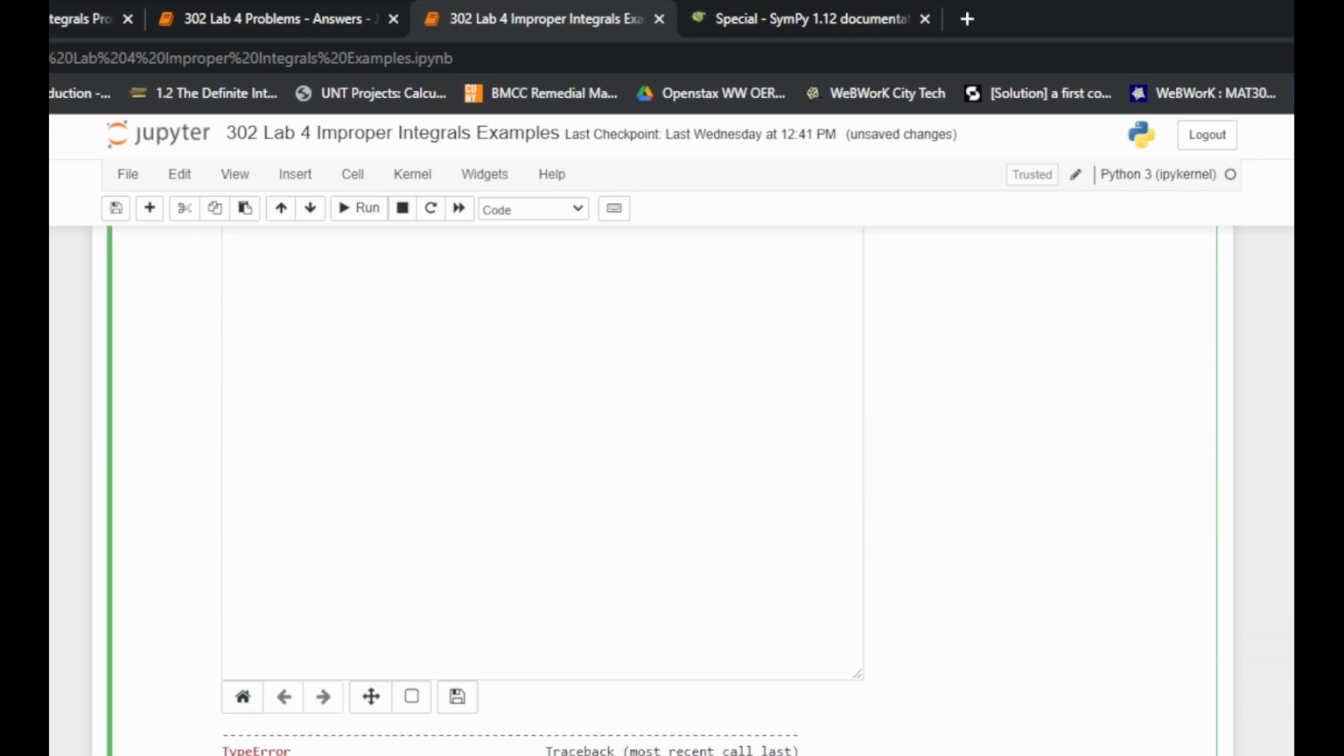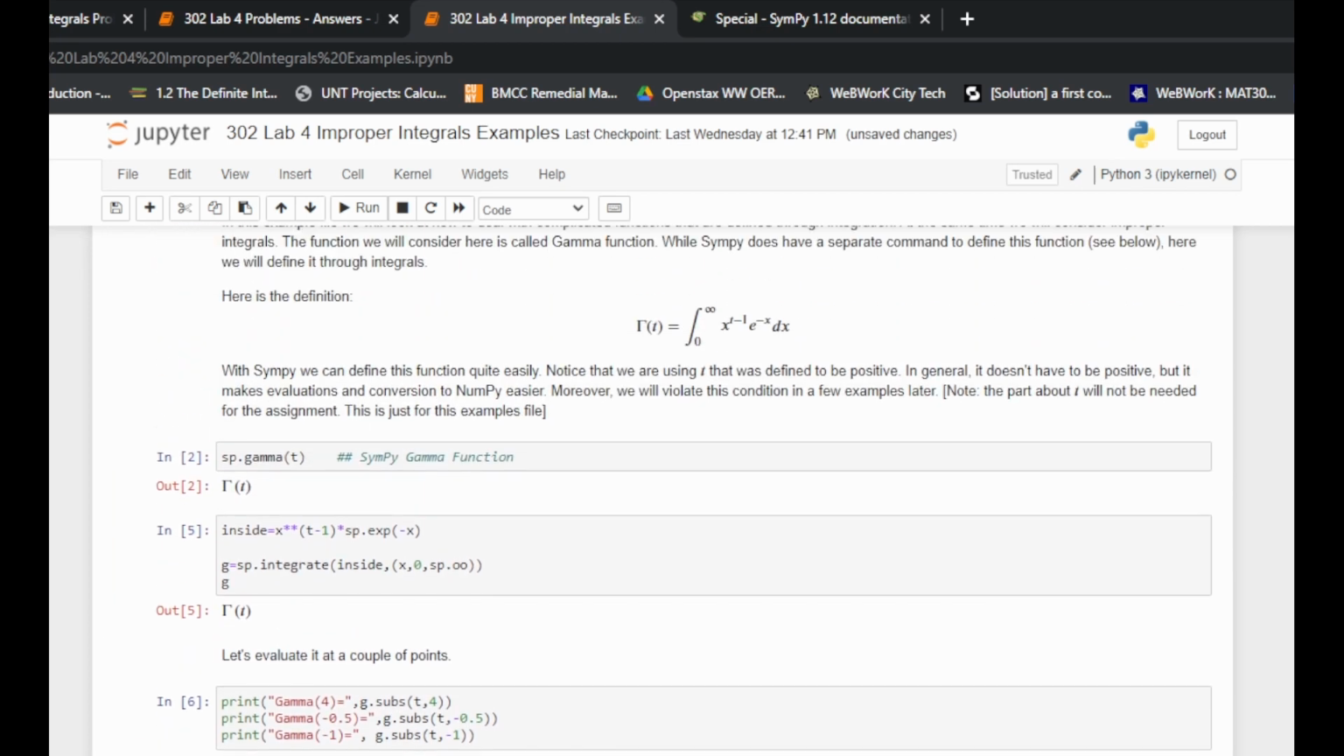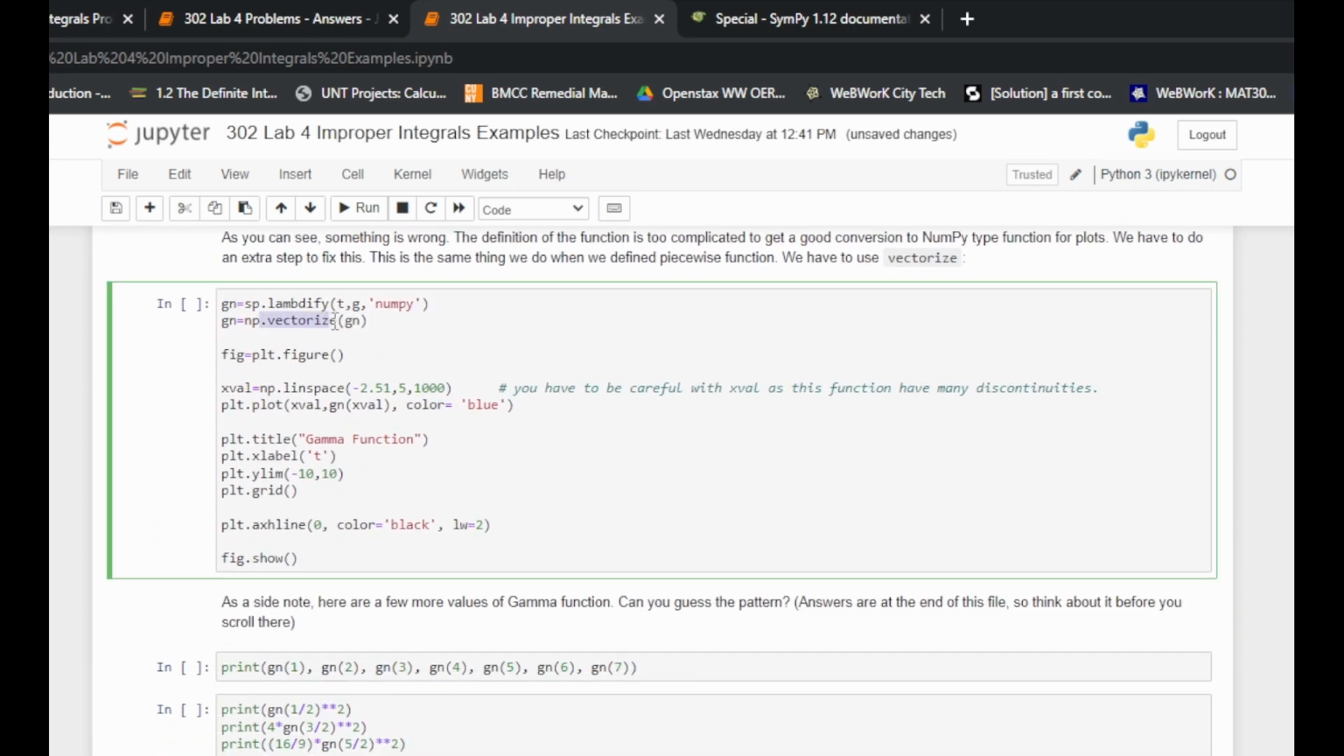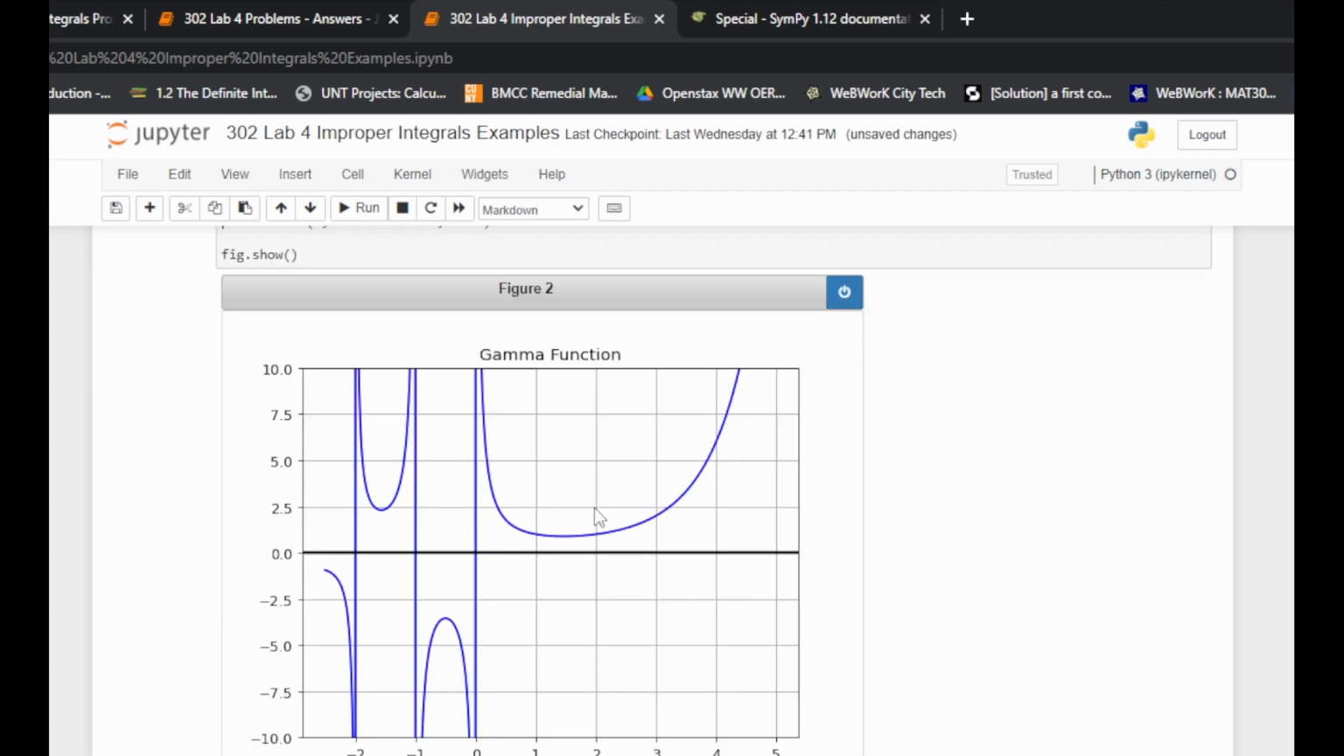The reason for that is that our definition for gamma, which was through the integral, is too complicated. We need to do something else, and what we need to do is use vectorize to fix this. So I'm going to redo my picture. I will lambdify first, and then I will vectorize my answer. And then I will plot again. As you can see, now it works. So here's my gamma function. At 0 we have a vertical asymptote, at -1 we have a vertical asymptote, at -2 we have a vertical asymptote, and then we have these U shapes everywhere else.